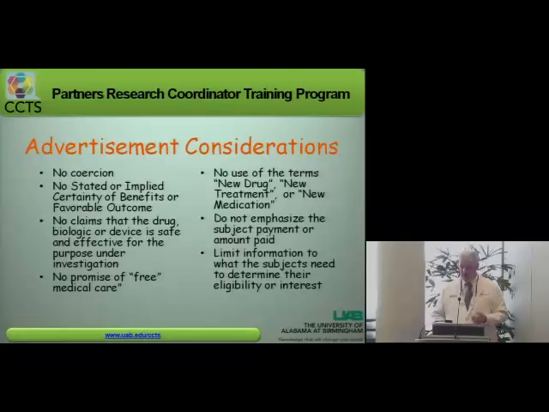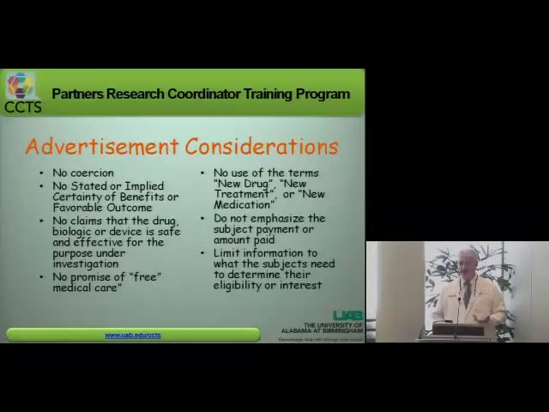There are some other things. New drug, new treatment, don't use that. Just say evaluating treatments, evaluating a novel idea, things like that. You're not saying it's new, you're just saying it's a novel approach to the same therapy, but it's an idea. We don't know if it's going to work or not.